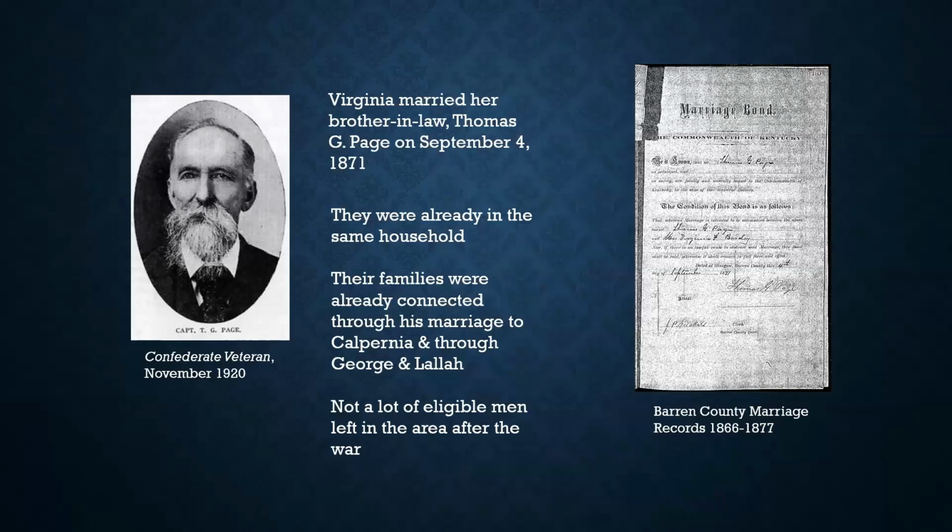In 1871, Virginia marries her brother-in-law, Thomas Page. He was alive, which, given the Civil War, there weren't a whole lot of other men she could have married at the time. She wasn't biologically related to him, and their families were already legally connected because he had been married to her sister, and because her daughter is married to his brother. It does kind of hurt your head when you try to think of these relationships. So she married her brother-in-law and her daughter's brother-in-law.